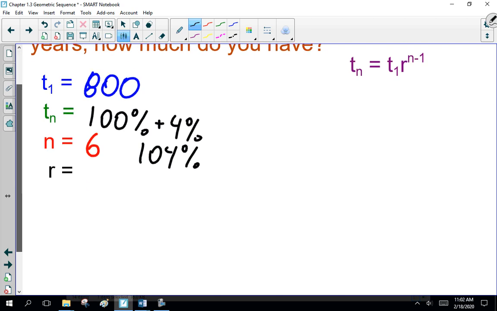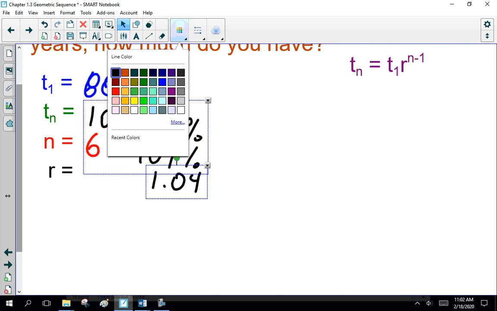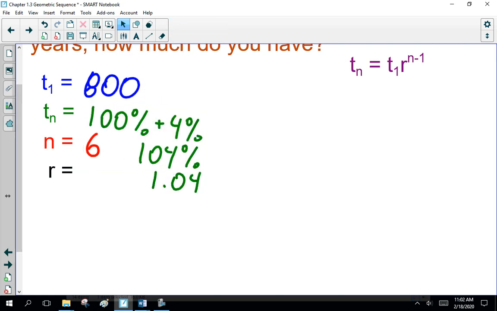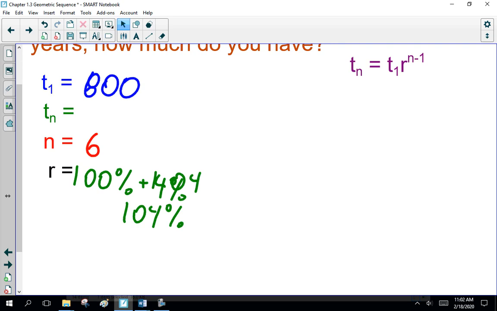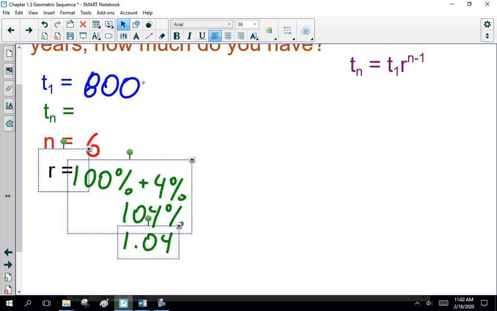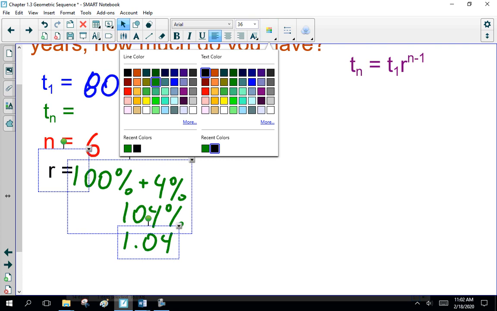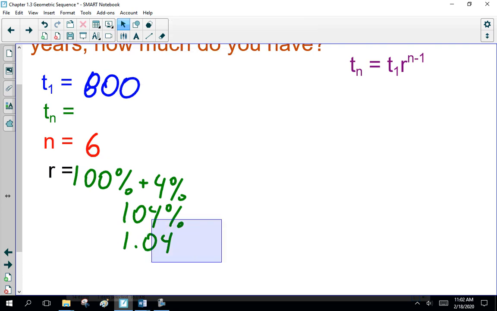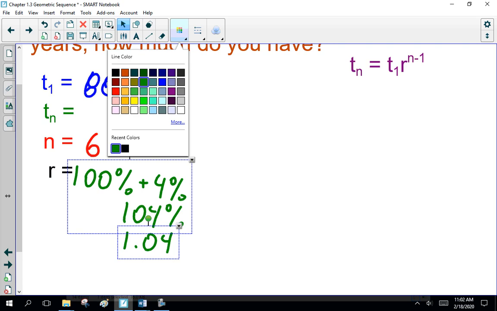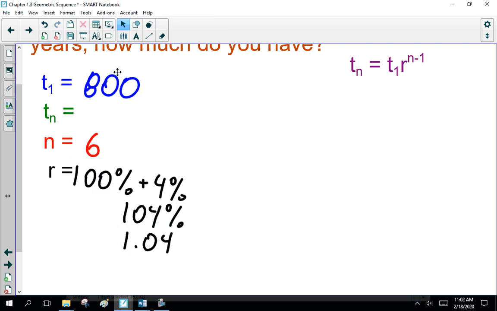Well, percent means out of 100. So our rate is 1.04. I should write that down here properly. Our rate, sorry, color code this. My rate is 1.04, or my base for my exponent. Now, as I said, that's the trick here. 1.04.